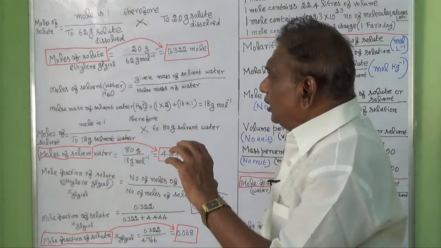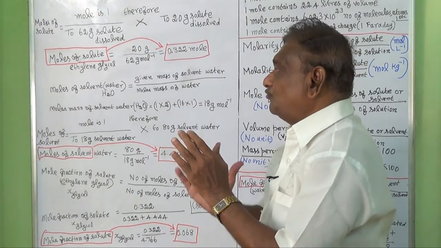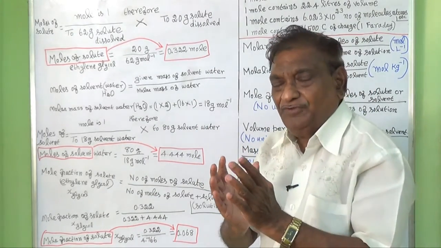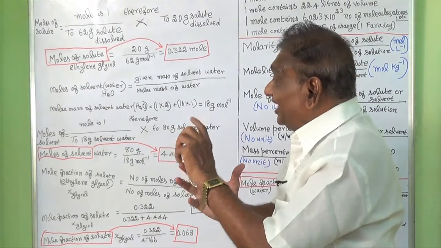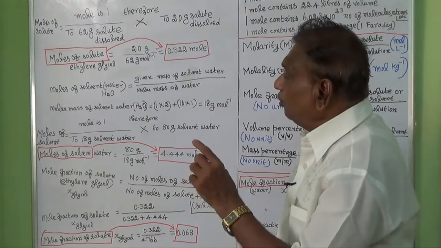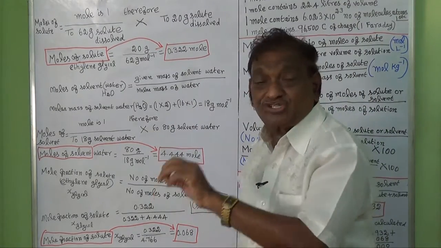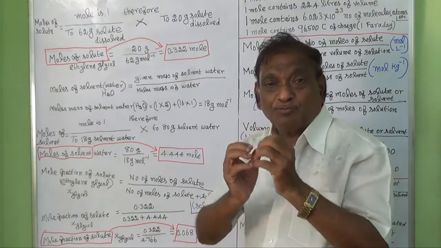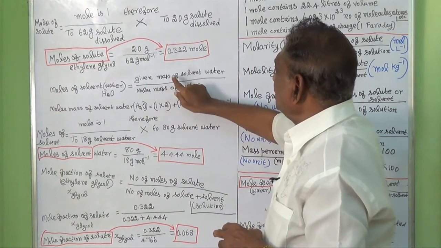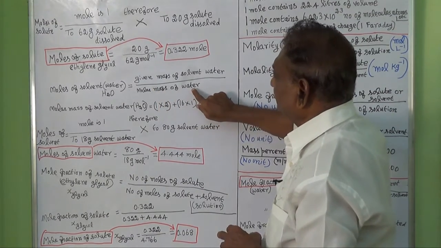Then coming to find the moles of solvent. So far we have discussed how to find the moles of the solute. We have found the moles of the solute, that is ethylene glycol, as 0.322 mole. Now we are going to find the moles of solvent. In this sum, the solvent is water. The molecular formula of water is H2O. So the formula is given mass of solvent, that is water, by molar mass of water.